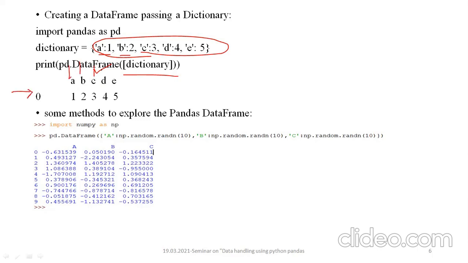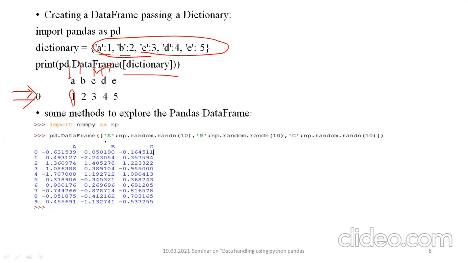Okay, since the dictionary consists of one record, that record is given the index value 0, and the keys will be taken as column values: A, B, C, D. So for the 0th row, column A will be 1. In a similar manner, we can access the data present in the data frame. Okay, so here we can see some of the methods available in the Pandas DataFrame.